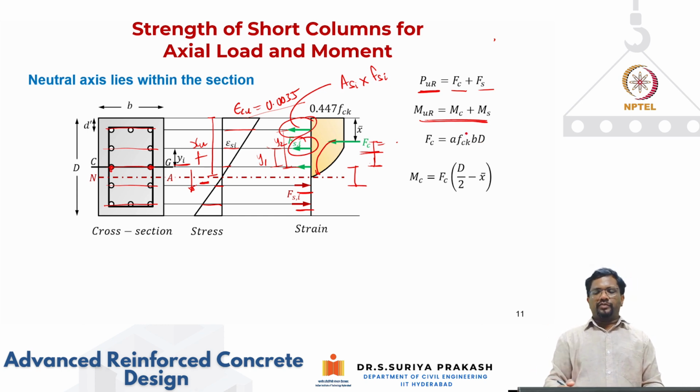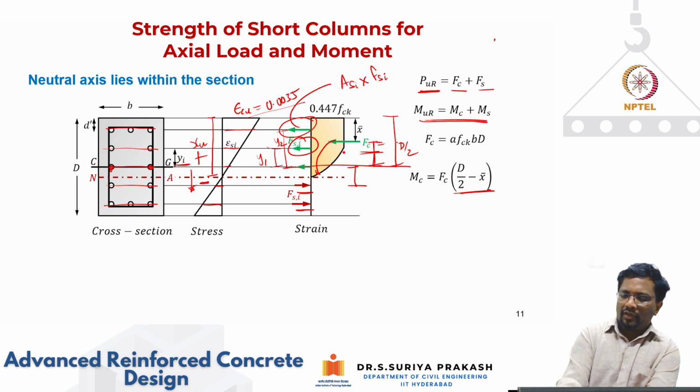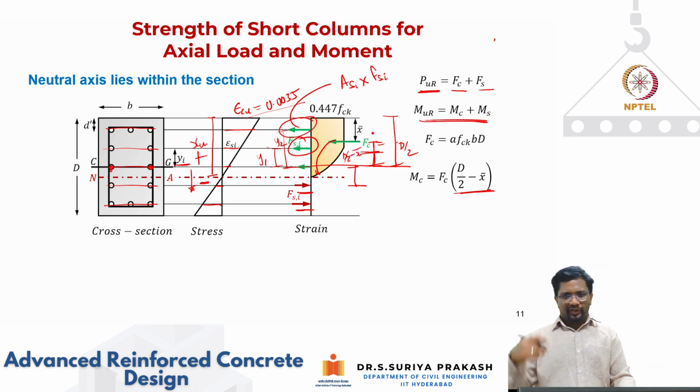So moment resistance for concrete is again Fc times (d/2 minus x bar). So why? Because we are taking moment about the centroidal axis, so this is your lever arm. So this is your d by 2. Now what is this distance from here to here? It is d by 2 minus your x bar, which is where Fc is acting. And we know it is 0.4 Xu when your neutral axis is within the cross section.